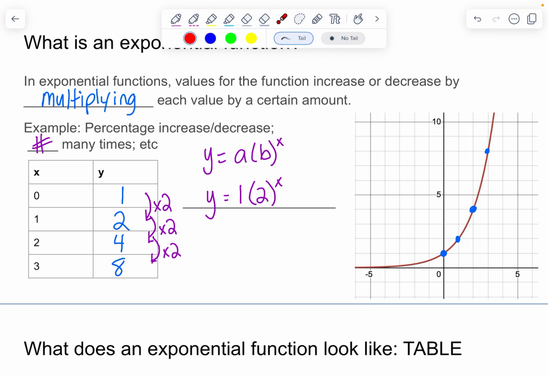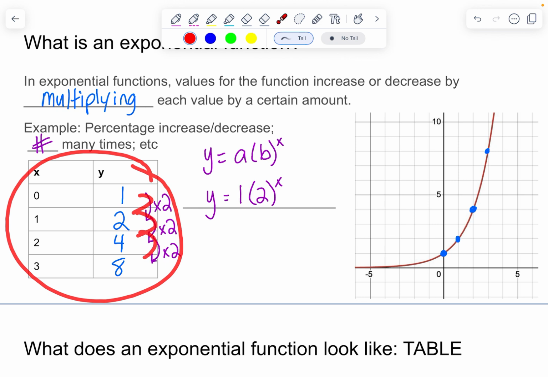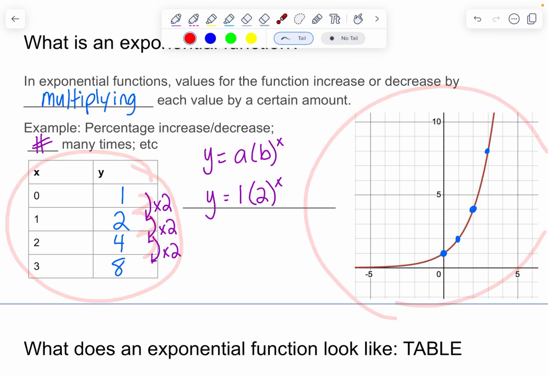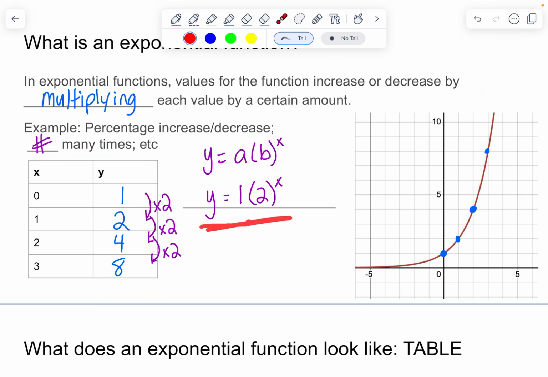So we want to be able to recognize things as exponential from a table like this, if we can see a multiplication pattern in it, from a graph like this where we see that J-shaped curve, or from an equation that's set up like this where we have a number times a number raised to the x power. X will always be the exponent in your exponential function.